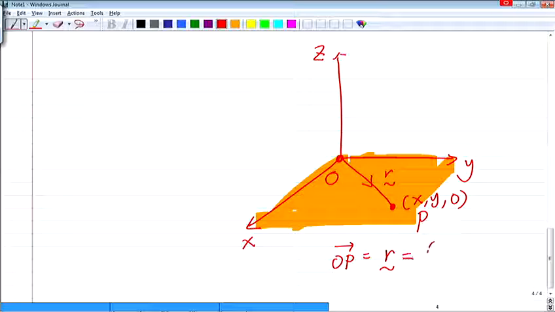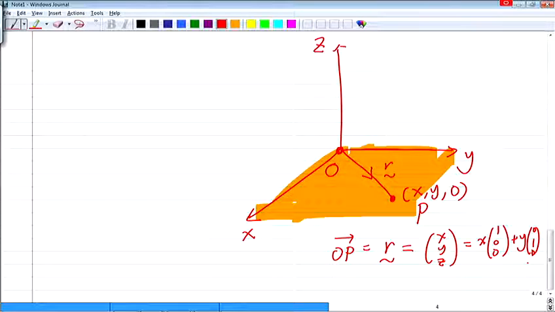This will then just be (x, y, 0), which I can write as x times (1, 0, 0) plus y times (0, 1, 0), isn't it? Now, what is so special about (1, 0, 0) and (0, 1, 0)? (1, 0, 0) is of course i, and (0, 1, 0) is of course j. Aren't these two the direction vectors of this plane?